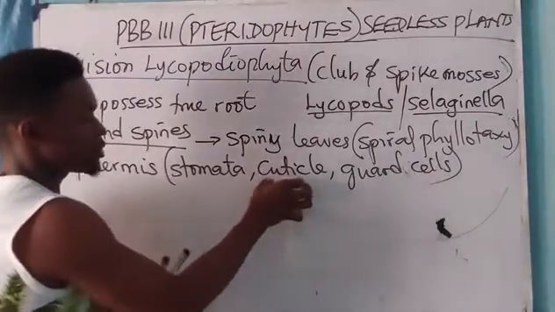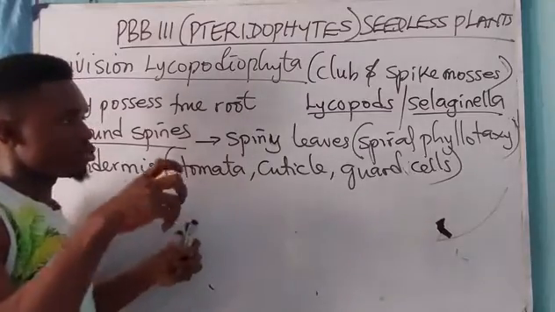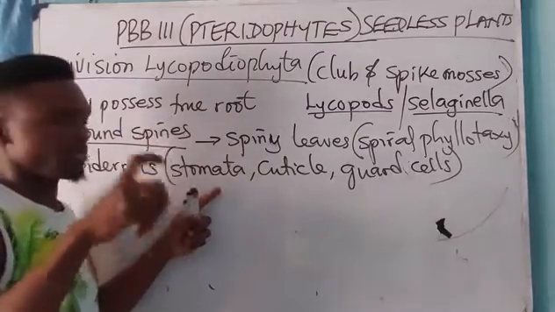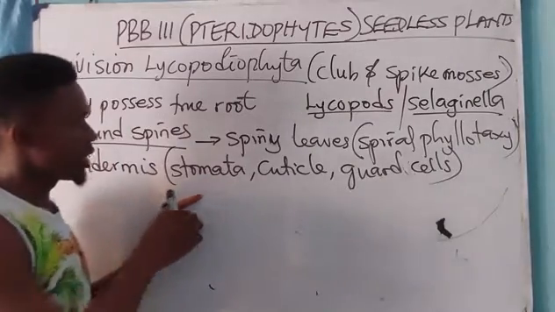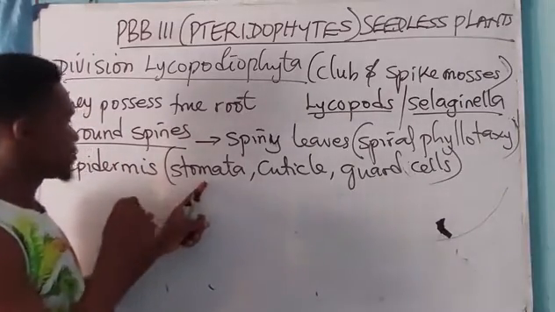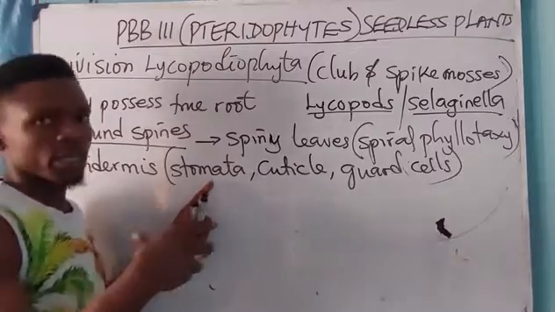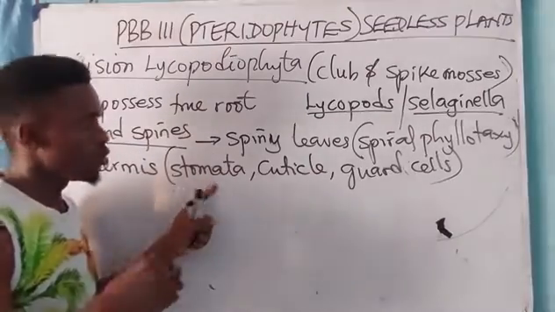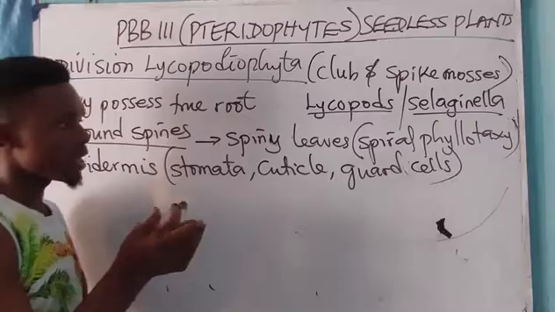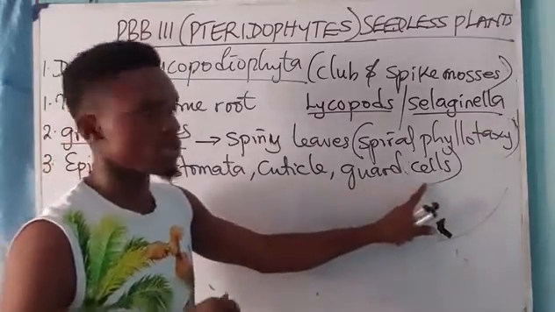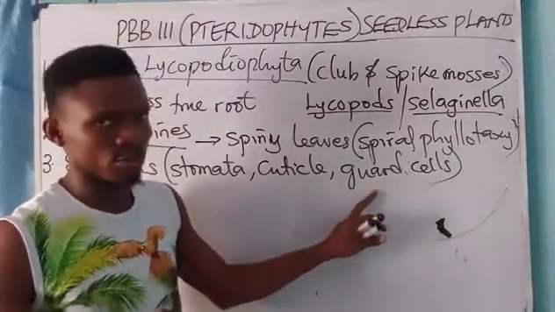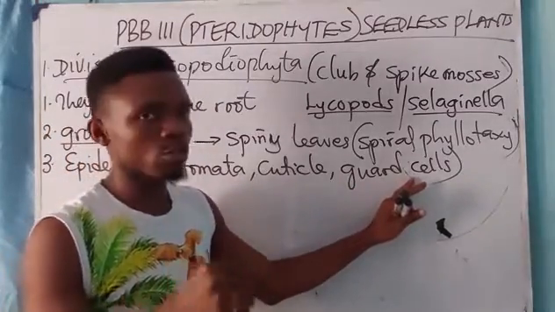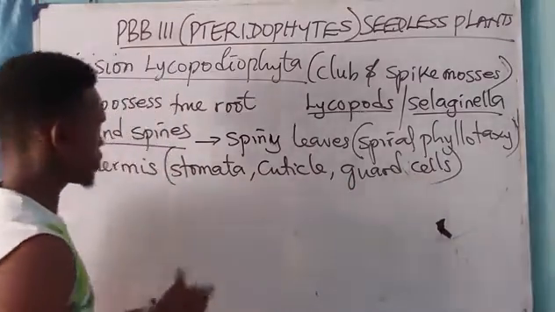Chloroplast. So cuticle is that cutinized part of the leaf that prevents the loss of water through what? Evaporation. And the stomata is that part of the leaf that enhances what? Gaseous exchange. The opening and the closing of the stomata is controlled by the guard cells. And the guard cells have a lot of chloroplast in them. Take note of that.